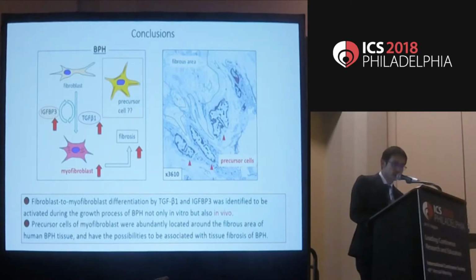In conclusion, fibroblast to myofibroblast differentiation by TGF-beta1 and IGF-BP3 was identified to be activated during the growth process of BPH, not only in vitro but also in vivo. In addition, precursor cells of myofibroblasts were abundantly located around the fibrous area of BPH tissues and have the possibility to be associated with tissue fibrosis of BPH. Thank you.